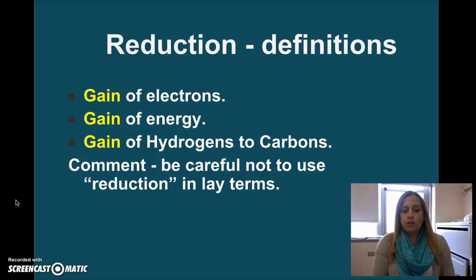So be careful with this, because typically when you think of reduction, like a reduction in price, you're usually excited because the price has gone down. Here though, we're talking about gaining of electrons, gaining of energy, or gaining of hydrogens to carbons. So just understand that it is different than how you use reduction in everyday terms.